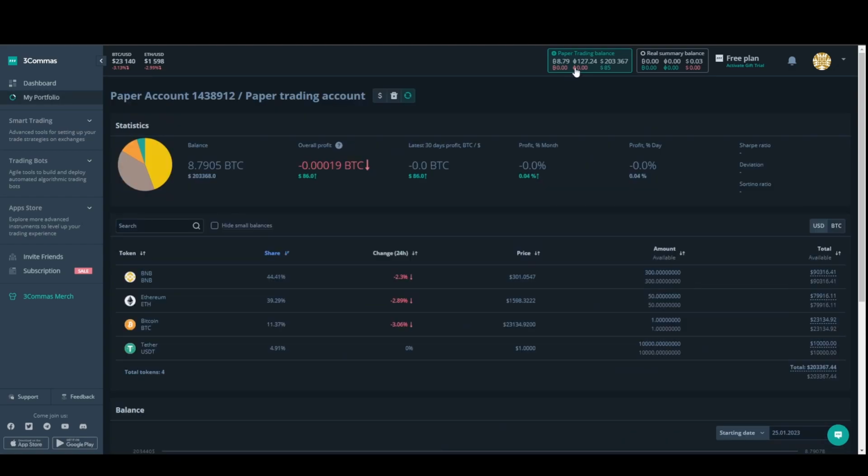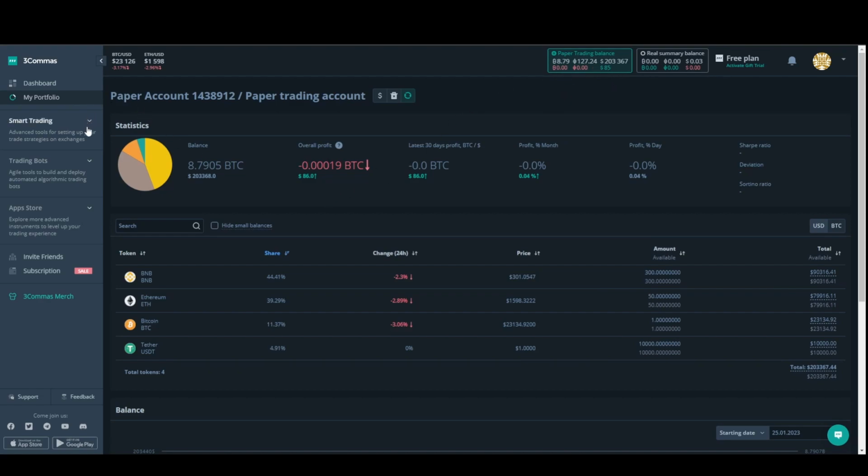So I clicked on paper trading here, and this is how much BNB I have. I have fake BNB, fake Ethereum, fake Bitcoin, and fake USDT. I would love to have 10,000 real USDT, one real Bitcoin. That'd be nice. But that's what we're doing. If you're going to follow my process, make sure this part here is highlighted. If it's not, then you'll be using the real balance of your Binance account. So just ensure that paper trading is highlighted in green.